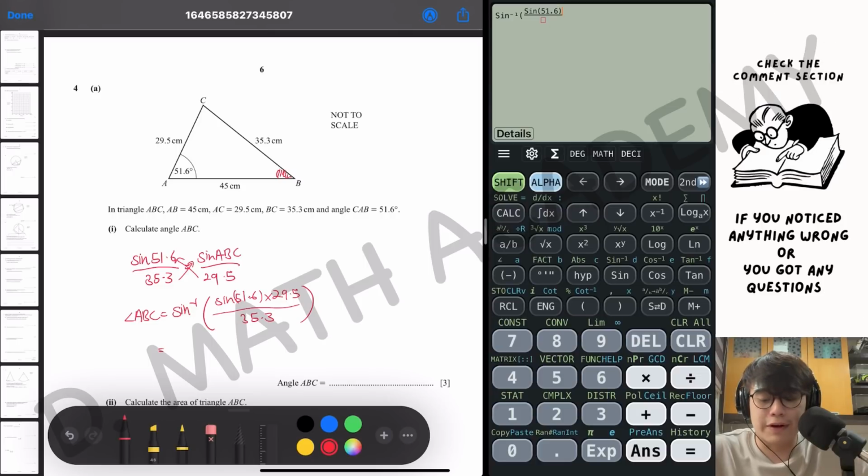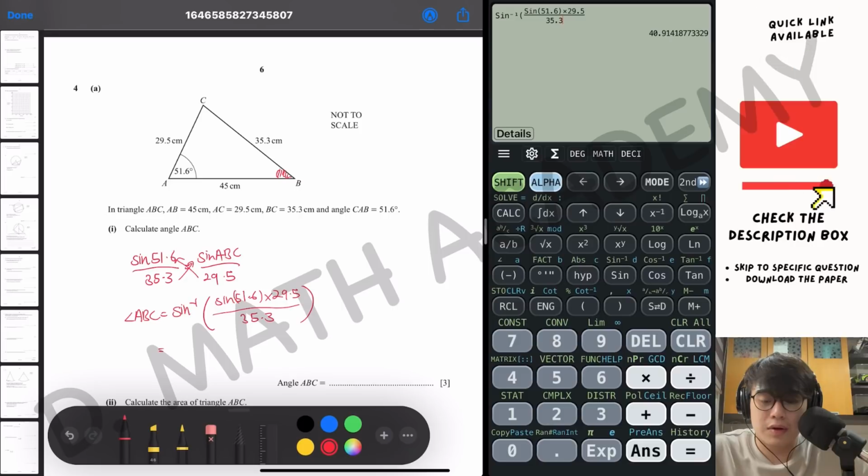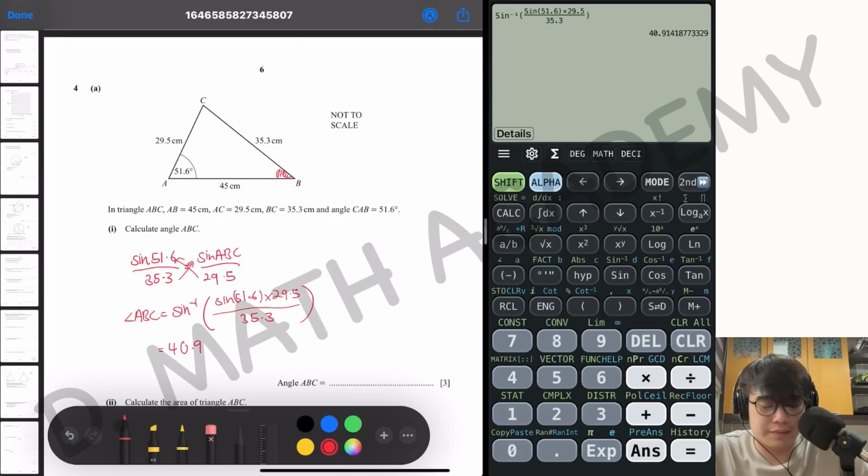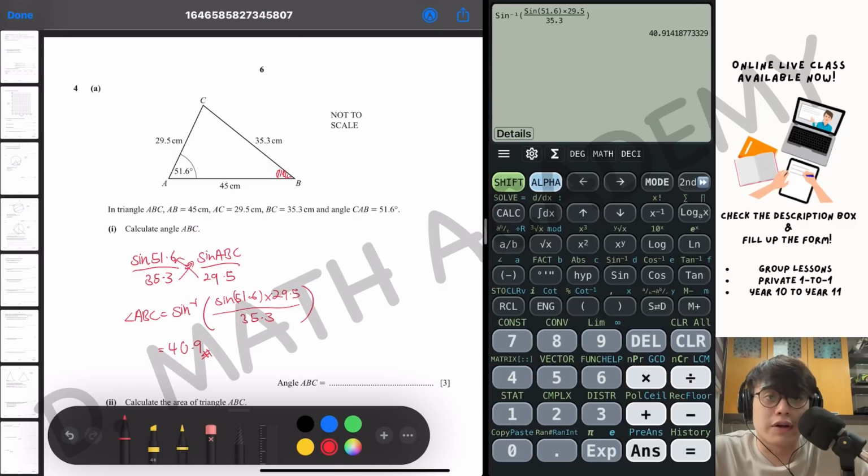Remember to close out the brackets before you multiply the 29.5. Okay, then you'll be able to get your answer as 40.9. Okay, this is after correcting it to 1 decimal place.